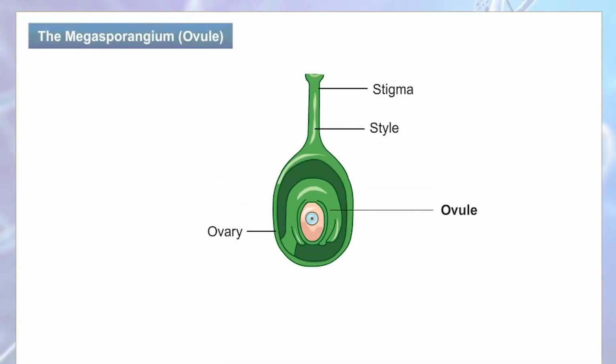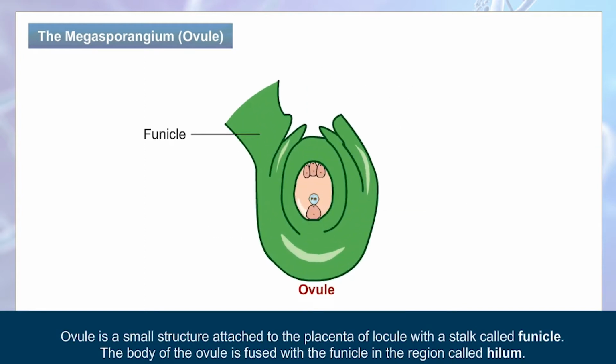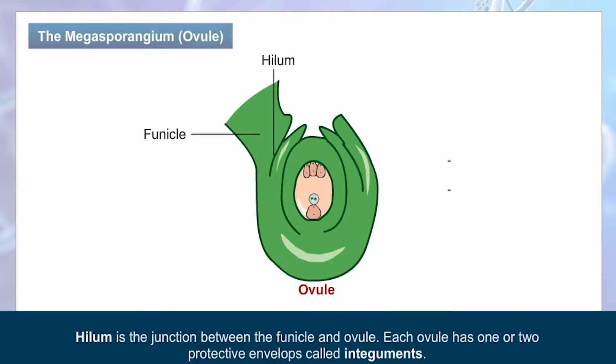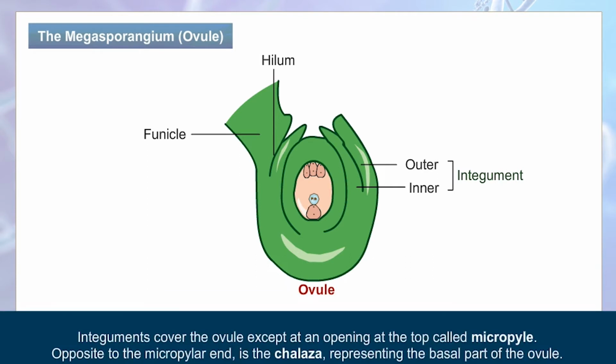The megasporangium, ovule. Ovule is a small structure attached to the placenta of the locule with a stalk called funicle. The body of the ovule is fused with the funicle in the region called hilum. Hilum is the junction between the funicle and ovule. Each ovule has one or two protective envelopes called integuments. Integuments cover the ovule except at an opening at the top called micropyle. Opposite to the micropylar end is the chalaza, representing the basal part of the ovule.